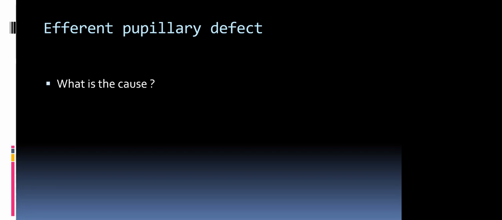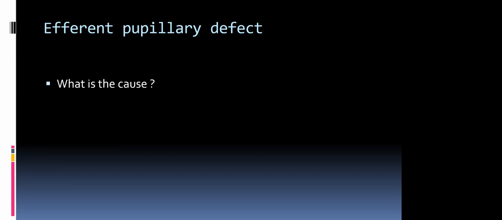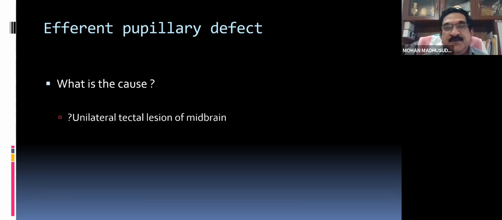Either Adie's pupil or an early partial third nerve palsy on the left side. Yeah, that's the thing, you have to keep every possibility in mind. Can be a tectal lesion. Tectal pupils are usually slightly irregular, oval. No, that's a different thing. That's a corectopia, a midbrain lesion, agreed. But that's not a tectal pupil. A tectal pupil is a dilated pupil showing some phenomena. Okay, I'll come to that later. So this can be a unilateral tectal lesion of the midbrain, a dorsal midbrain pupil.